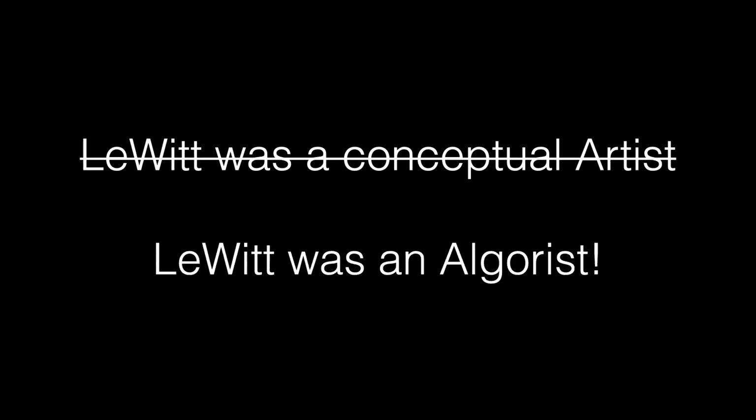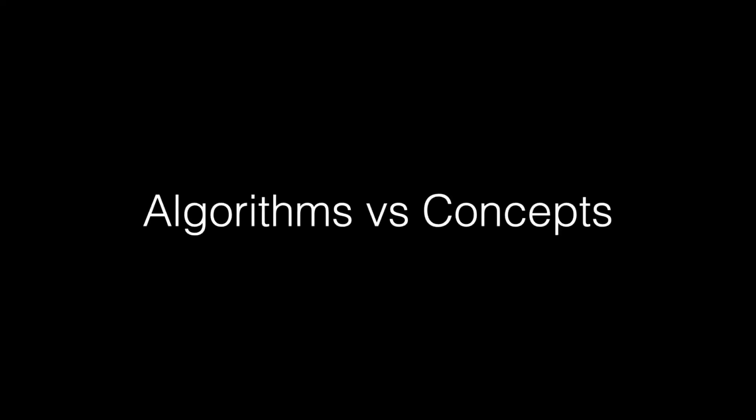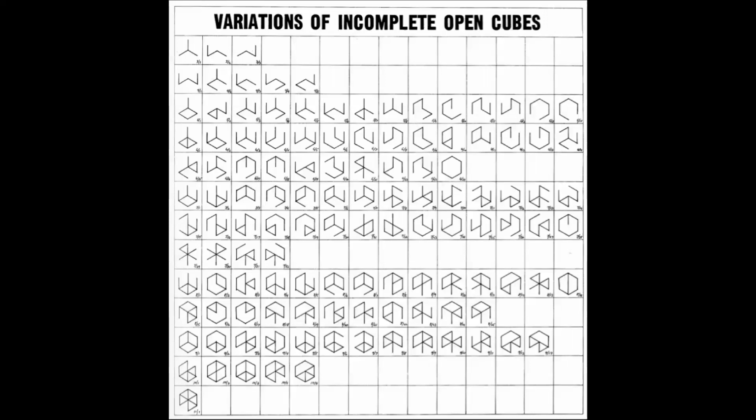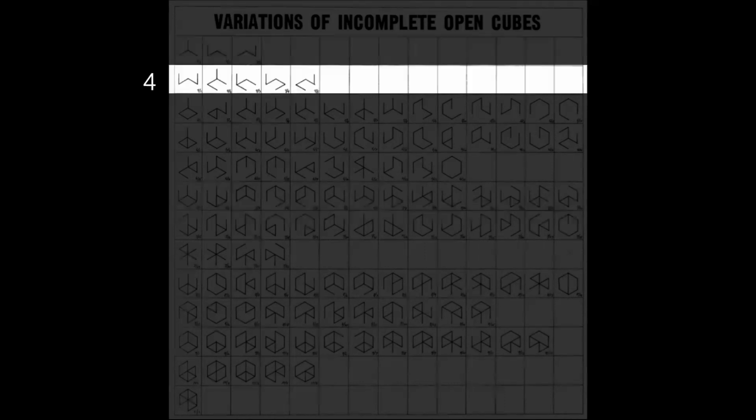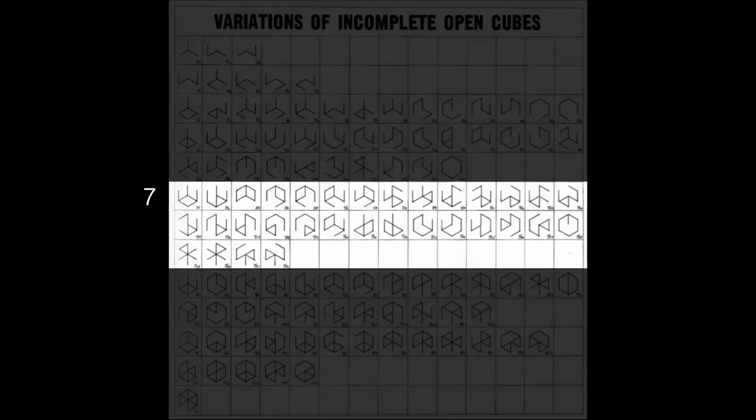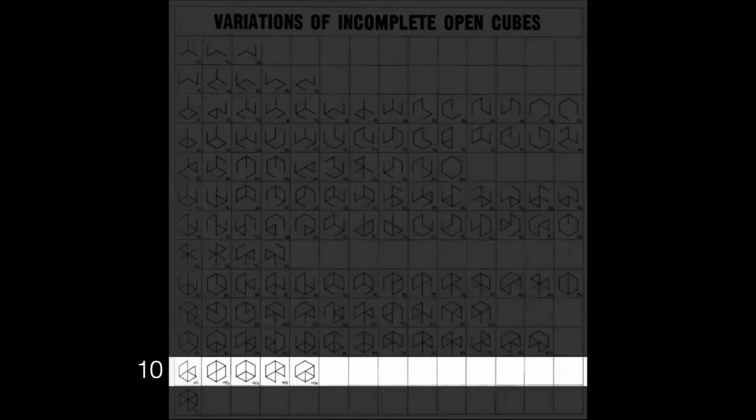It's not the interest of the current speech to discuss and distinguish algorithms from concepts, but when the algorithm that integrates 3.11 was designed, LeWitt's variations of incomplete open cubes were considered as the result of an algorithmic arrangement. 3.11 doesn't use LeWitt's algorithm, but its result, the 122 drawings that depict 122 incomplete isometric perspectives of a cube. LeWitt presented the variations grouped according to the number of edges: 3, 4, 5, 6, 7, 8, 9, 10, and 11 edges.